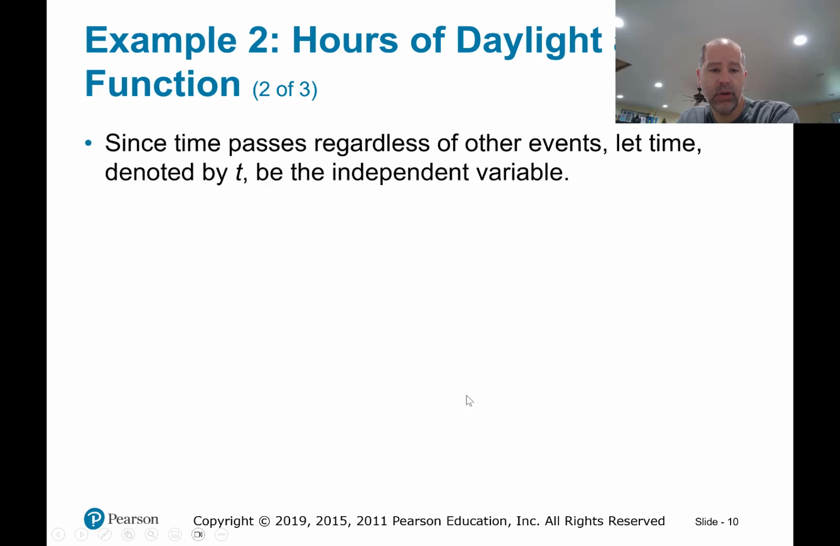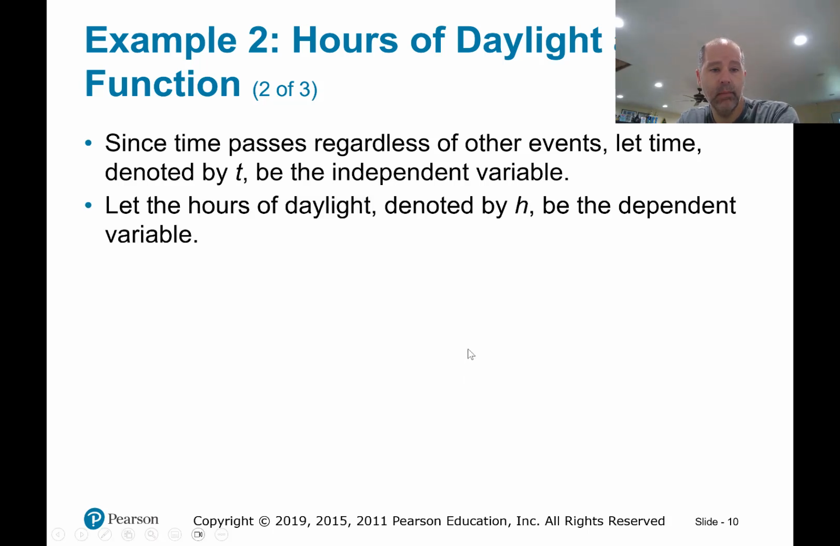Okay, now also consider that time is the independent variable. In fact, time passes regardless of any other event. And so whenever time is involved, we always use time as the independent variable, and we typically use t to denote time. We also let the hours of daylight, denoted by h, be the dependent variable, okay, because that's, again, dependent on the time of year that we're talking about. So h is going to be the number of hours of daylight. And then we're going to write the function h equals a function of t.